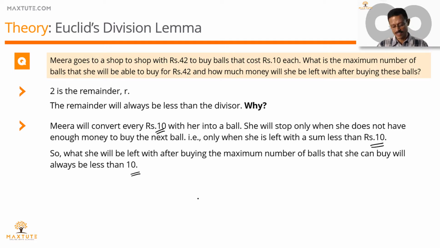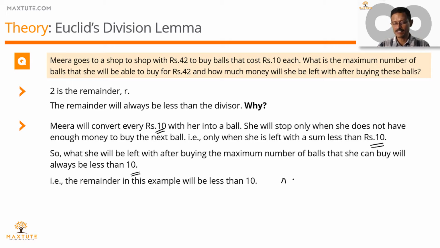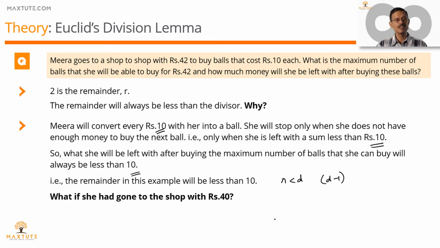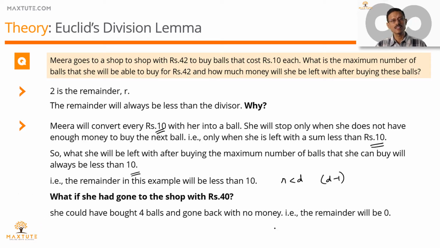10 is the divisor in this case. So a remainder will always be less than 10, or the remainder will be less than the divisor. How high can it be? It can be as high as D minus 1. How low can it be? That's where this question answers it. What if she had gone to the shop with 40 rupees? She would have bought 4 balls and she'd be left with nothing in hand. So remainder can be as low as 0 and it'll go to a value which is less than D.